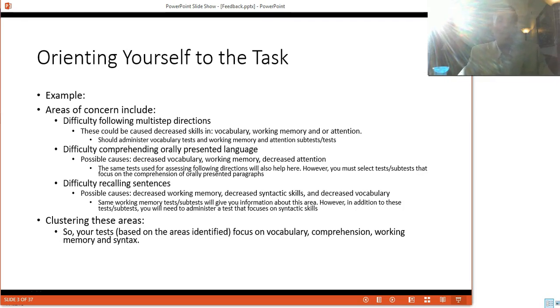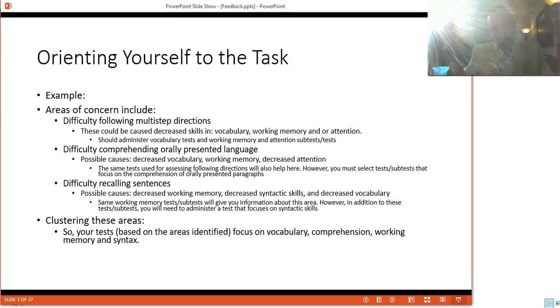Now you look at the other area, difficulty comprehending orally presented information. And then you think to yourself, what are all the possibilities that can cause a comprehension problem? Number one, again, vocabulary. Number two, attention, working memory, and add to this auditory processing. So you have 4 potential areas.